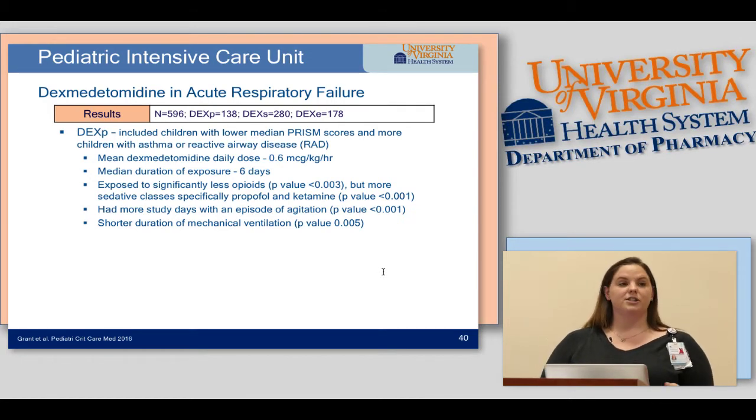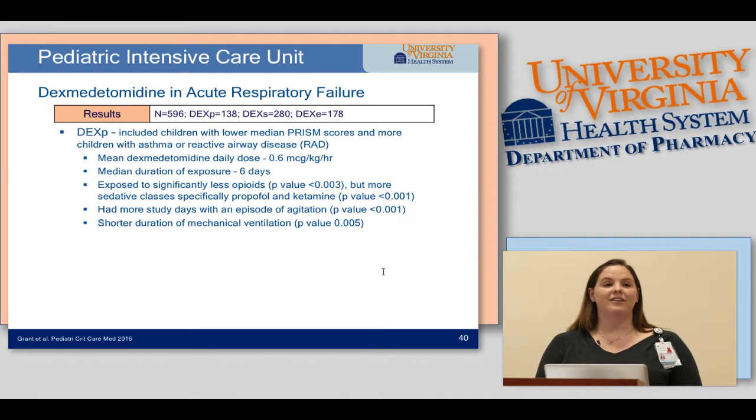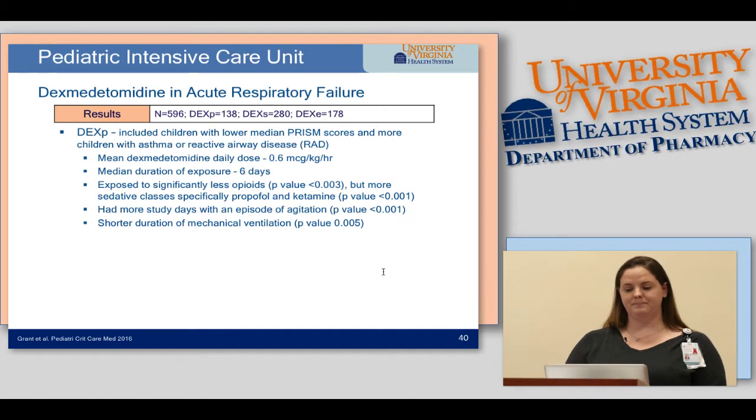In this patient population, the mean dexmedetomidine daily dose was 0.6 mics per kilo per hour, with a median duration of exposure of 6 days. They were exposed to significantly fewer opioids. However, they received more sedation classes, specifically propofol and ketamine, in order to achieve adequate sedation. These patients had more study days with an episode of agitation and had a shorter duration of mechanical ventilation.